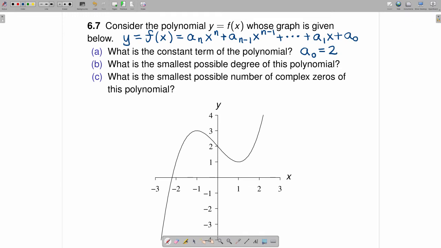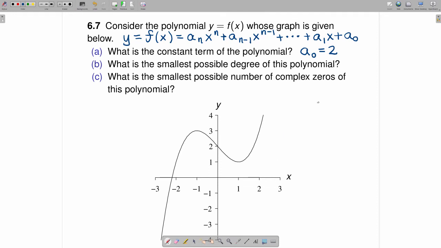Second question is, what's the smallest possible degree of this polynomial? Well, let's start at the bottom. Could this be a linear equation? That is a degree 1 polynomial, and you look at it and say, no, that's not a line, so it can't be a degree 1. Could it be a degree 2 polynomial?